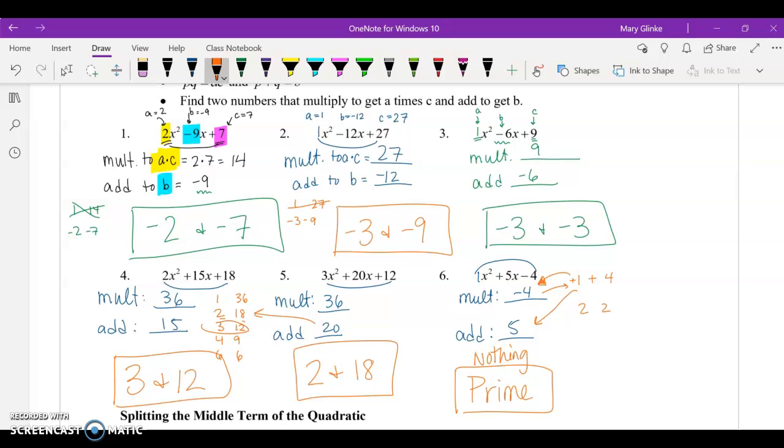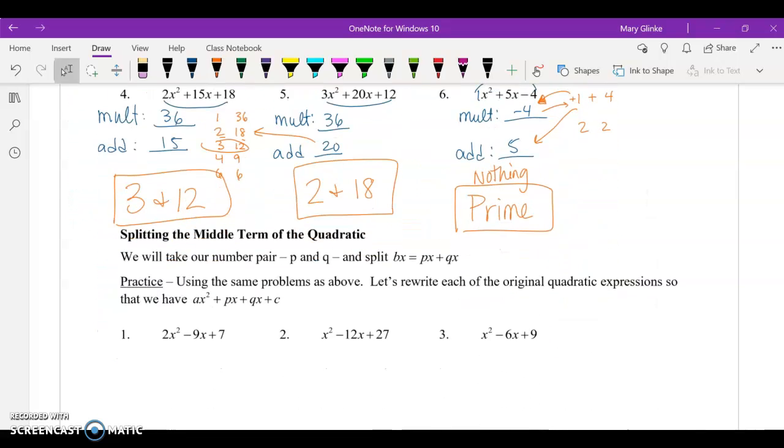Much like if I asked you to break down 5, you'd say, well, nothing goes into it. It's just 1 and 5. So this one is prime because nothing works. And so here's the next important part. So we've done all of this work. We have found our number pairs.